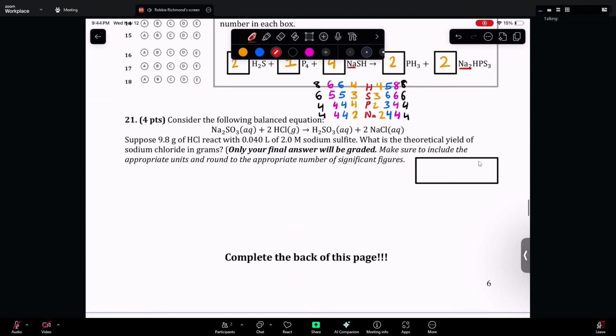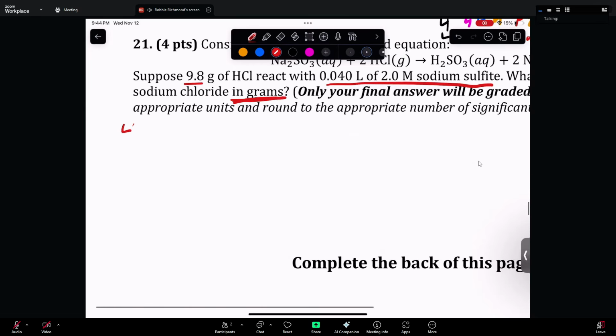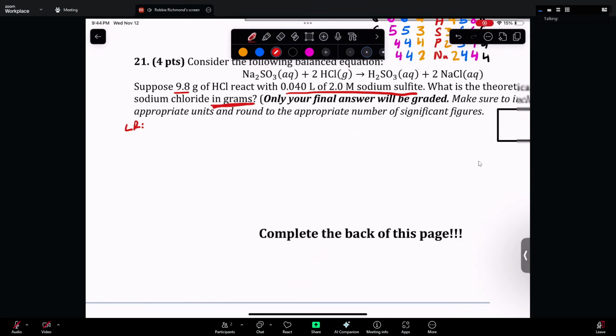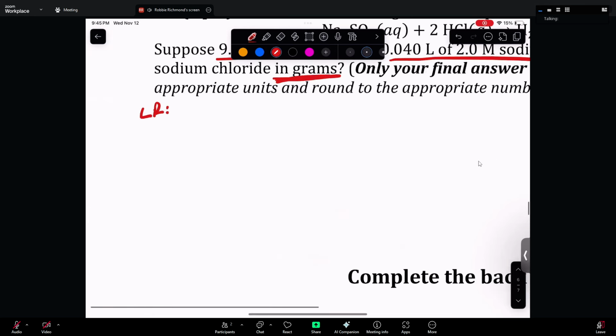Alrighty, question 21. We got a balanced reaction here. We got 9.8 grams of hydrochloric acid with sodium sulfite with this liter in molarity. What is the theoretical yield of sodium chloride in grams? And remember, sig figs apply here. Alrighty, so first, let's just find our limiting reagent. Easiest would be hydrochloric acid. So we're starting with 9.8 grams of hydrochloric acid.